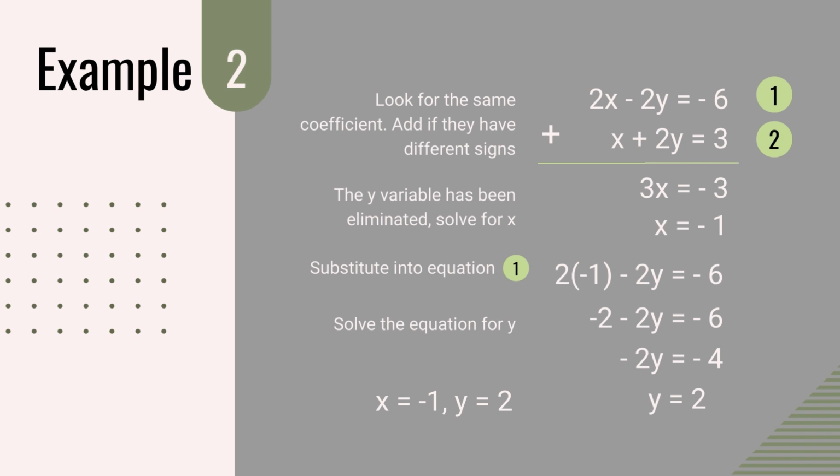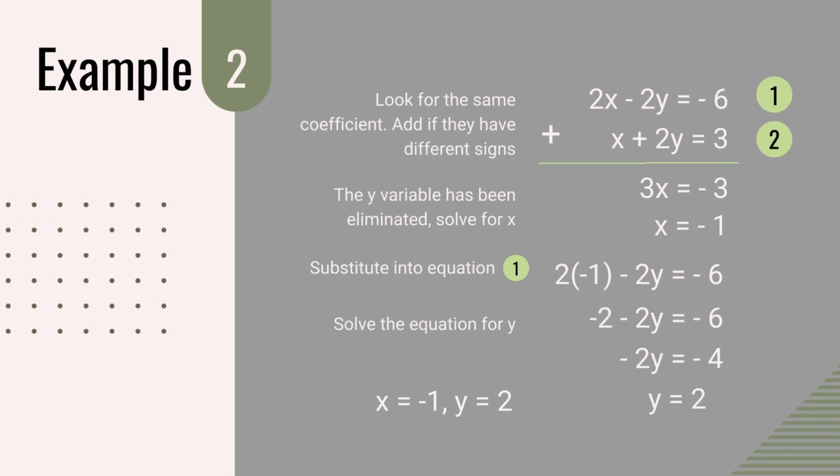Example 2, we have 2x minus 2y is equal to negative 6, x plus 2y is equal to 3. Taking a look at the two equations, if we add them up, the minus 2y and the plus 2y cross off each other. So we have 2x plus x will give us 3x, minus 6 plus 3 will give us minus 3. 3x is equal to minus 3. That leaves me with x being equal to minus 1. So I'll plug in the value of x equals minus 1 into either of the equations to be able to get the value of my y.